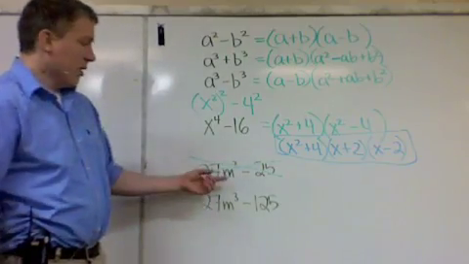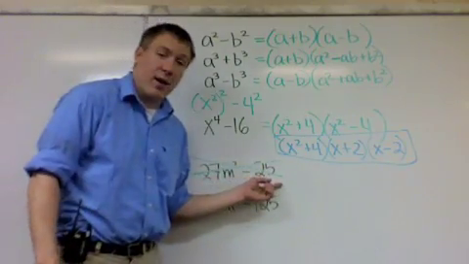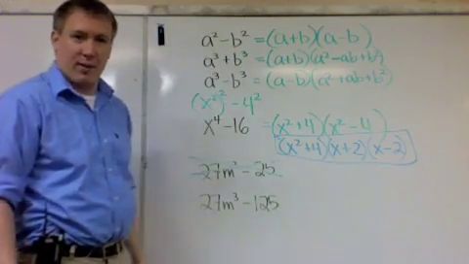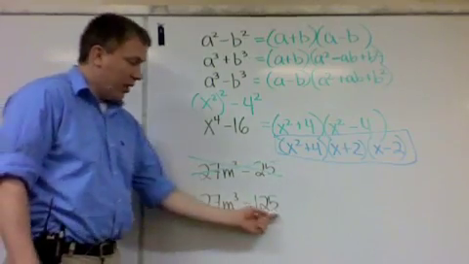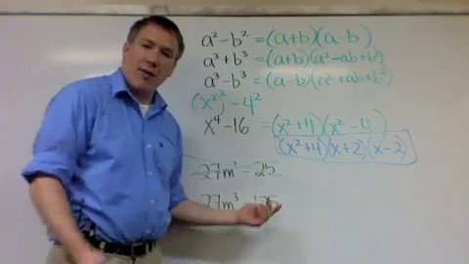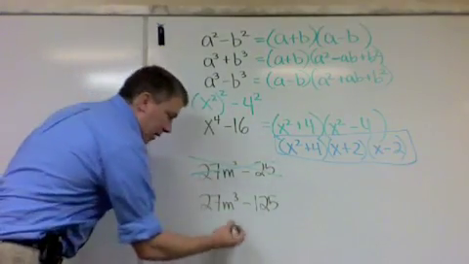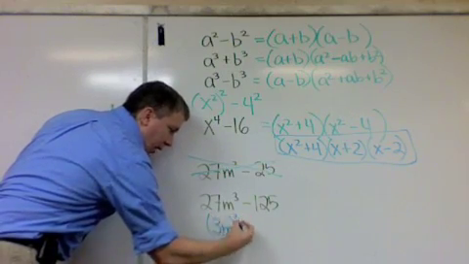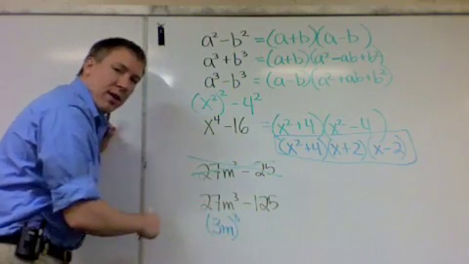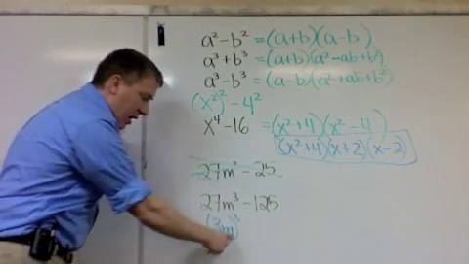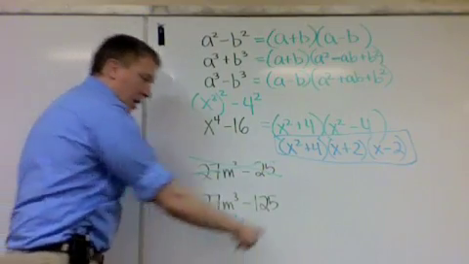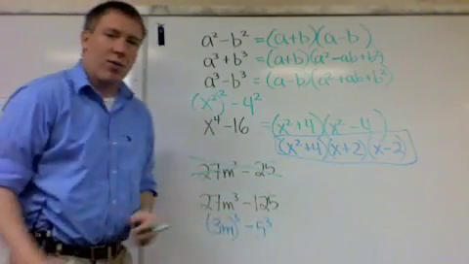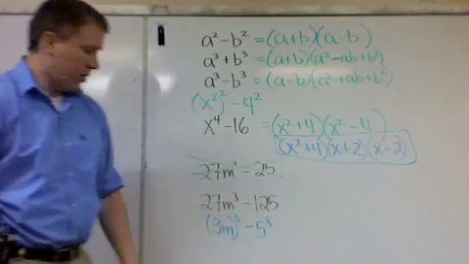Because this is a cube, and this is a square. There is no cube and square combination. Now, if I look at this one, the cube root of 125 is 5. So in other words, this is 3m to the third power, because 3 to the third is 27, and m to the third is m cubed. And minus 5 to the third, because the cube root of 125 is 5. So 5 cubed is 125.